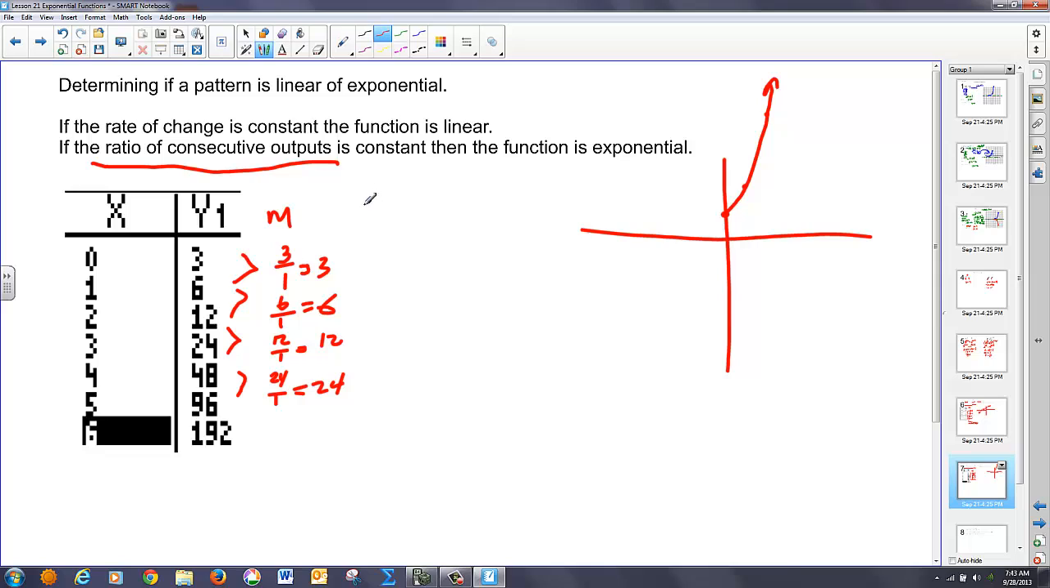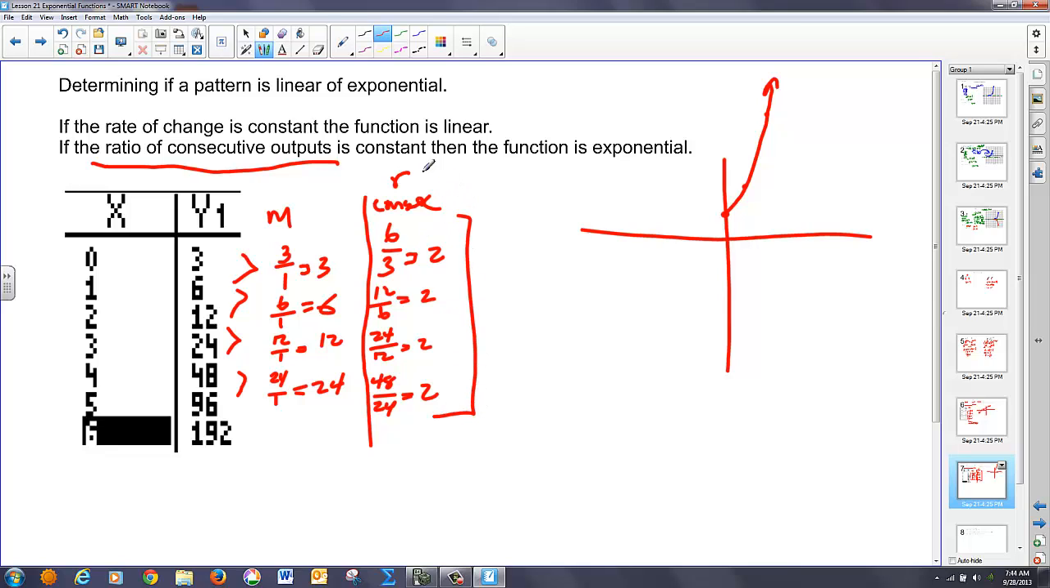Now, when we talk about consecutive output ratios, we're going to basically take and find the ratio of all the y's to each other. So in this case, what I have is 6 over 3 for the first one, which is 2. 12 over 6 for the second one, which is 2. 24 over 12 for the third one, which is 2. 48 over 24 for the next one, which is 2. And you can see that the ratio of consecutive outputs, being y, is constant. So this is exponential. And that's how you tell if something's linear or exponential as far as their pattern goes without having to graph it.